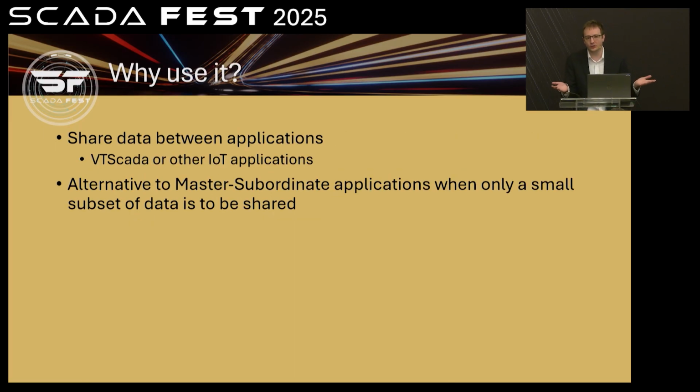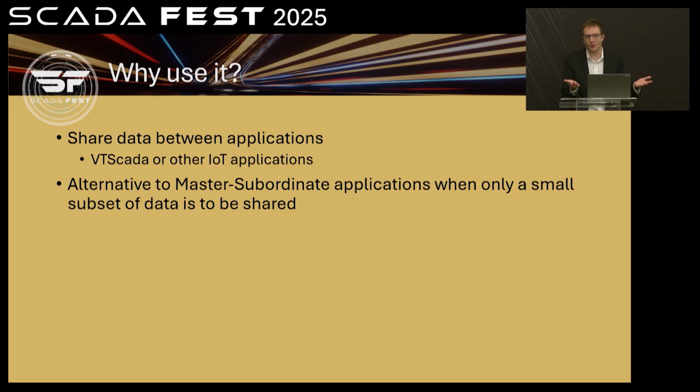So why would you want to use a Sparkplug B publisher? The first one, and like I said, Glenn stole at the keynote, you want to share data potentially between applications of VT-SCADA. You may have several distributed resources, each running their own VT-SCADA application, but there's some piece of information, like Glenn said, energy, that you may want to aggregate across all your facilities in one location.